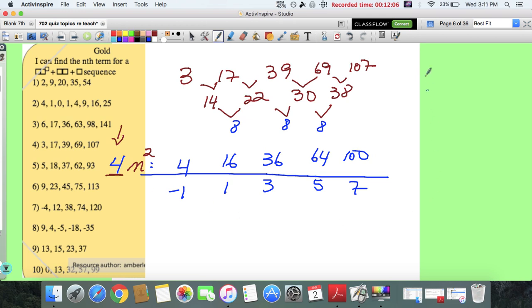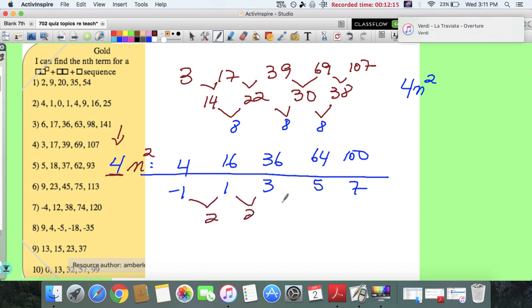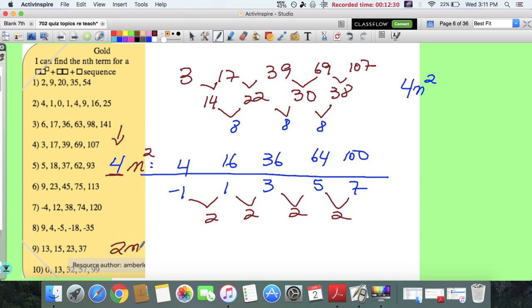So I know so far I have this sequence. It's a 4n squared sequence. I need to find the second difference, the other difference now. This is plus 2, 2, 2, and 2. So definitely this is a linear sequence because it's going by the same numbers. 2, 2, 2. The first difference here is, so it's a 2n.